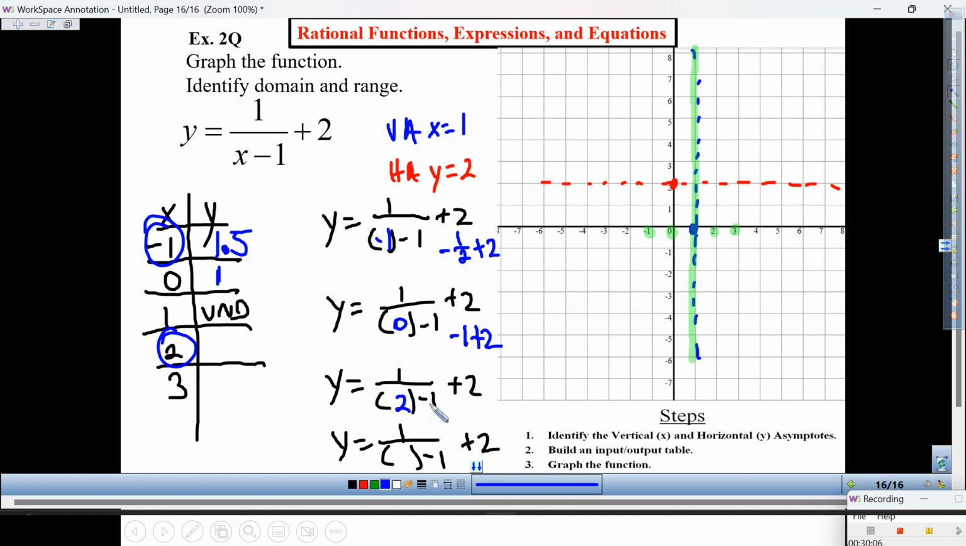Next, 2. What is 2 minus 1? 1. 1 over 1 is 1 plus 2. That is 3. And the last one, 3. 3 minus 1 is 2. That's 1/2. So what is 2 and 1/2? 2.5. Let's graph that. -1 and 1.5 is right here. 0, 1. So this is part of my graph on this side. Let me do the other side of the undefined. 2, 3. And 3, 2.5. And that's my other side of the graph.